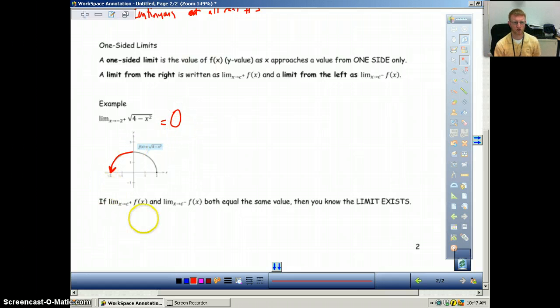Okay? And then the general rule is if the right-hand limit and the left-hand limit are both equal to the same value, then we know the limit exists. And that's usually how we're finding out if limits exist, is if the right-hand limit and the left-hand limit are equal to each other. So just make sure you understand the difference between a right-hand limit, a left-hand limit, and then what a regular limit is. That's what's important out of this.